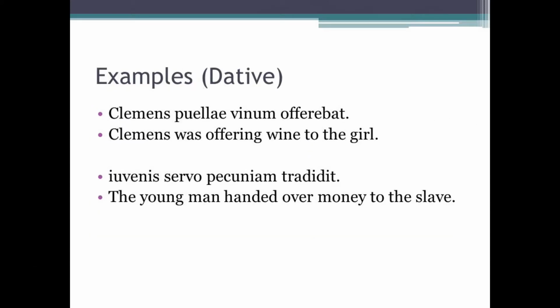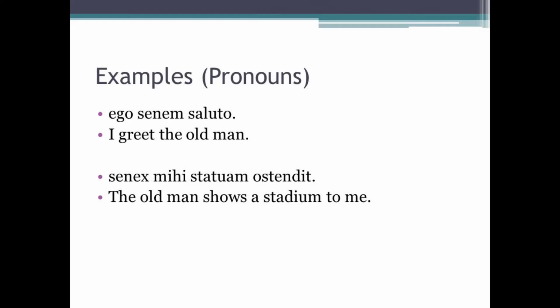Now let's have a look at a couple more examples of the dative. Clemens puellae vinum offerebat. Clemens was offering wine to the girl. Iuvenis servo pecuniam tradidit. The young man handed over money to the slave. Now let's have a look at a couple more examples of pronouns. Ego senem saluto. This means I greet the old man. Senex mihi statuam ostendit. The old man shows a statue to me.